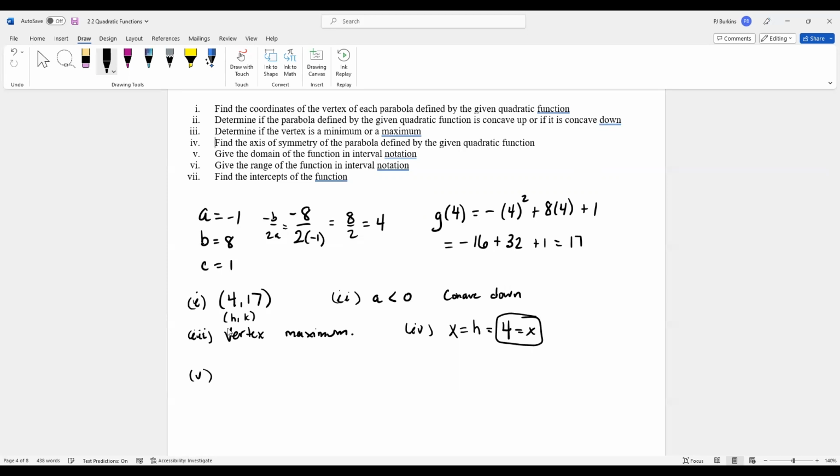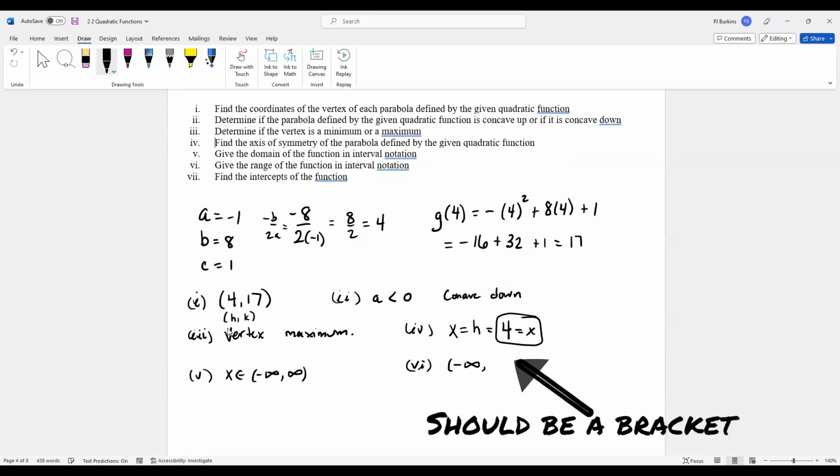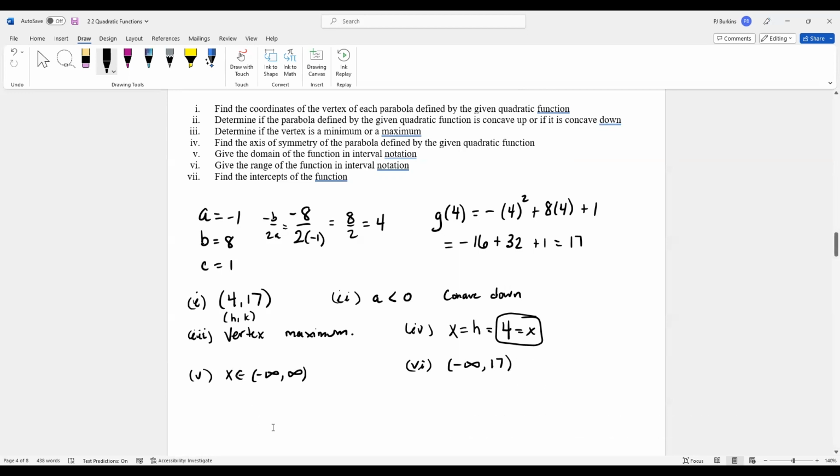Then question 5, give the domain of the function in interval notation. Again, it's a parabola. It doesn't care what values of x we plug in. And so x can be anything from minus infinity to infinity. What about the range? Well, this time our vertex was a maximum, which means we can be anything below it, up to y equals 17, and we can't go any higher.